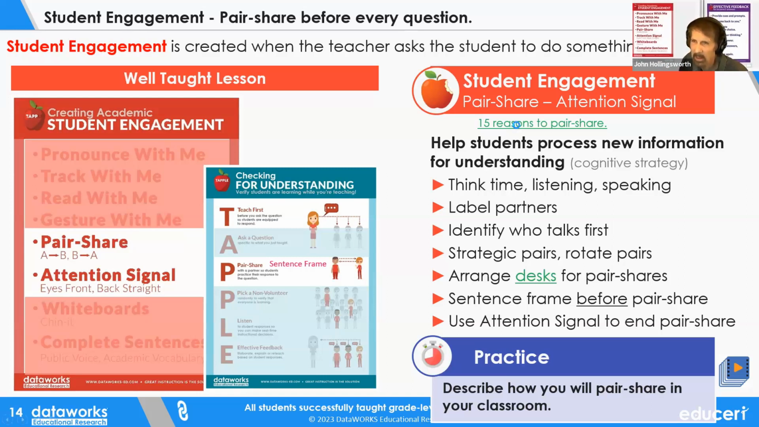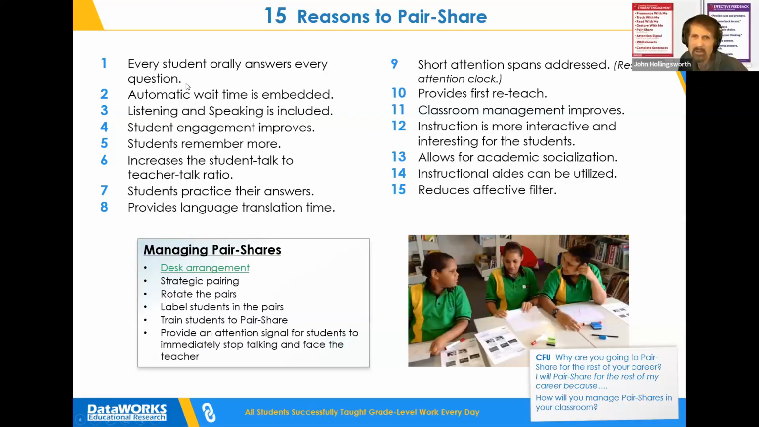All right, but just the last thing we're going to look at very quickly is the reasons to pair share. I think I just gave you the first one. I hope you can read this. Every student orally answers every question. And of course, automatic wait time, we've got that. Let's read number 6 together. This is important. Ready, read. Increases the student talk to teacher talk ratio.